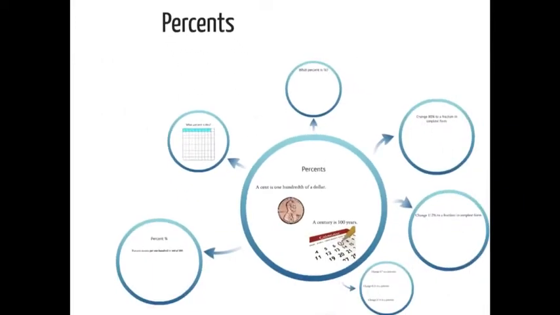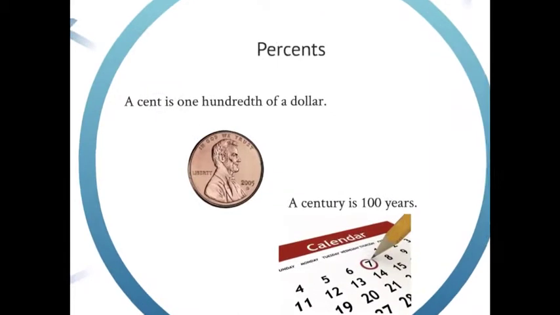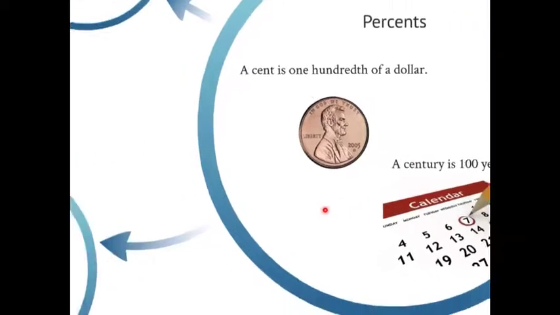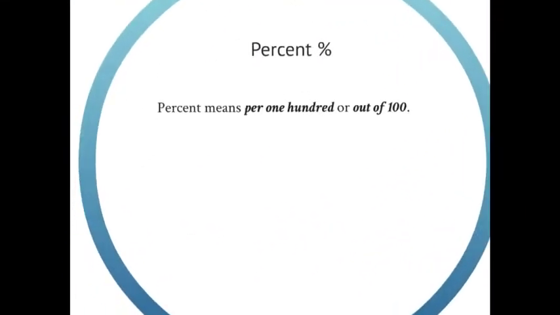Percents. A cent is 1/100th of a dollar. There's 100 pennies in a dollar. A century is 100 years. So we're looking at that beginning of the word, cent. And we see it's in cent, in percent. And cent means 100, so percent means per 100 or out of 100.